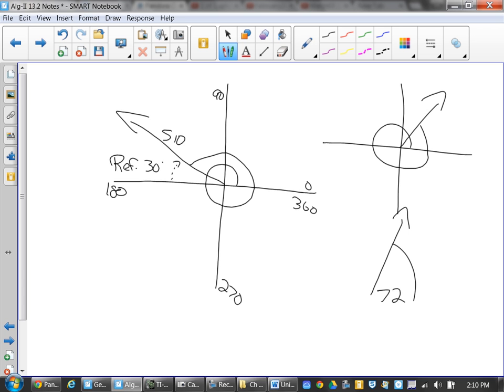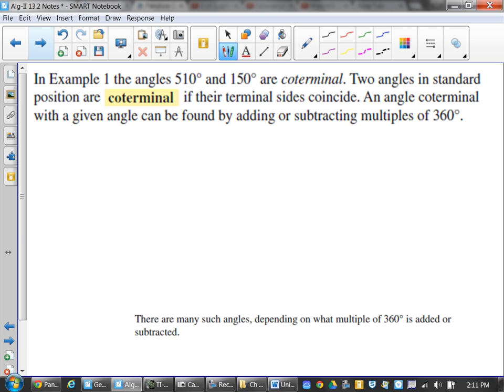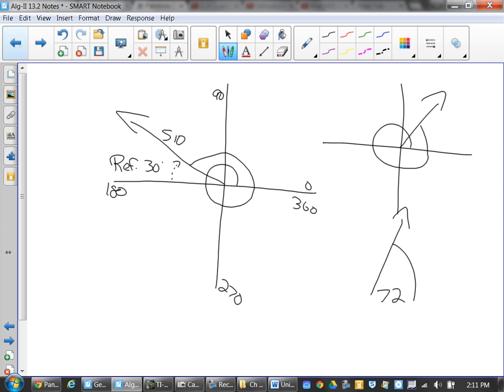Right, you guys might see that you get it. Oh, I didn't do it this way. Oh, nuts. Oh, did you do 510 yet? Okay. I forgot to do this. That's 150, correct? Doesn't 150 also have a reference angle of 30?